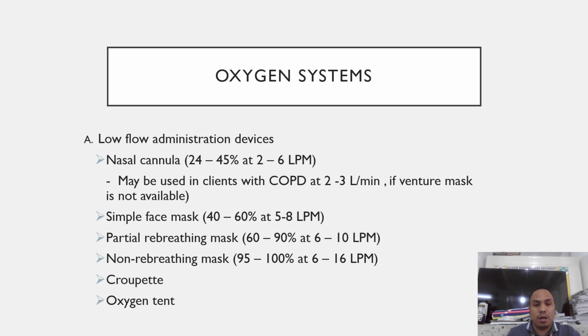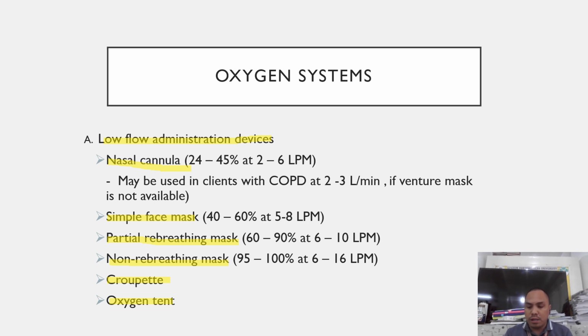Okay, let's proceed to the low flow administration devices. We have the nasal cannula, simple face mask, partial rebreathing mask, non-rebreathing mask, and the oxygen tank. These are the low flow administration devices that we have. In oxygen delivery systems, the low flow and high flow systems are available to deliver oxygen to our clients. The choice of system depends on the client's oxygen needs, comfort, and developmental considerations.